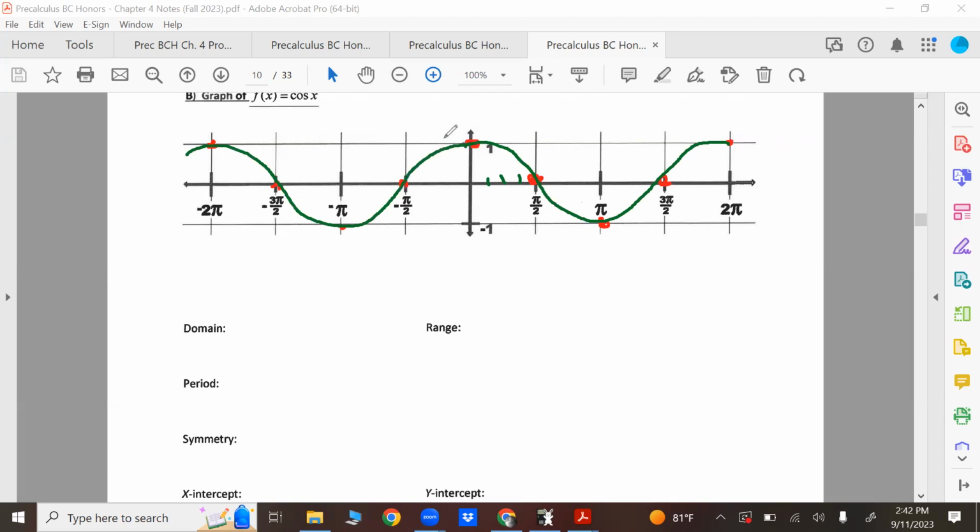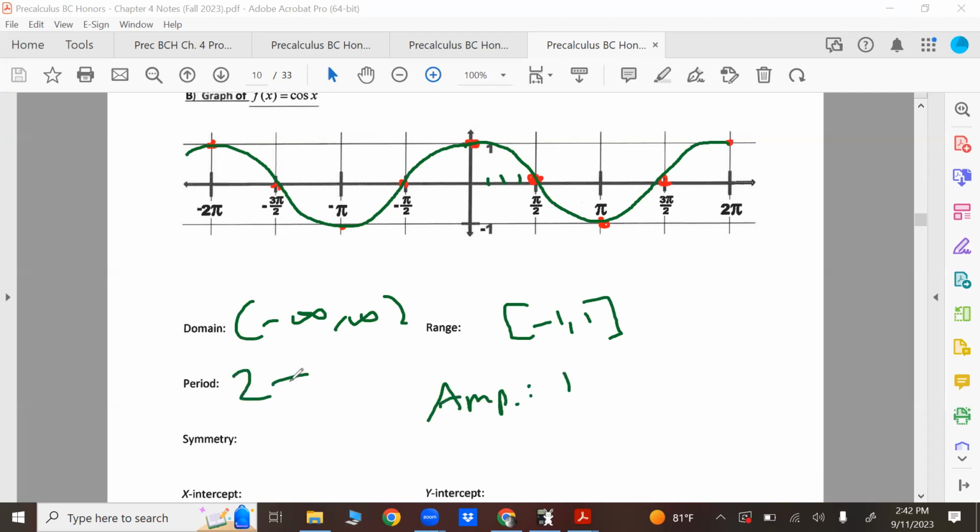Okay, we're okay with that. Domain again is all real. Range, same thing. Amp is still 1. Period is still the same, 2 pi. Do you guys know the general formula for period? 2 pi over B. Yeah, we're going to get there today. But yeah.